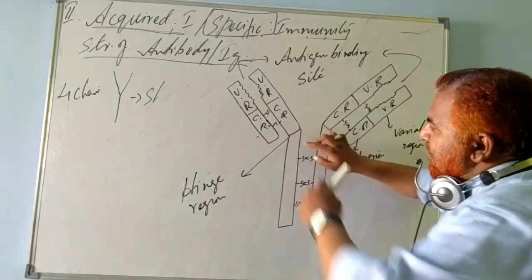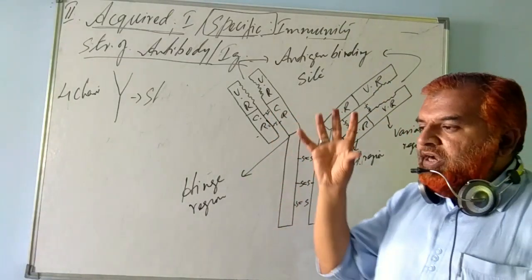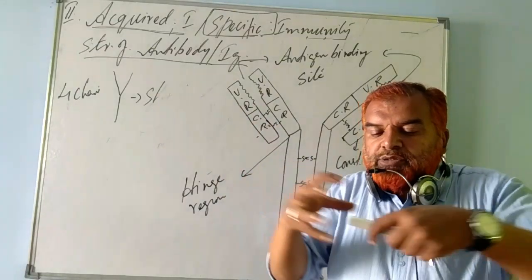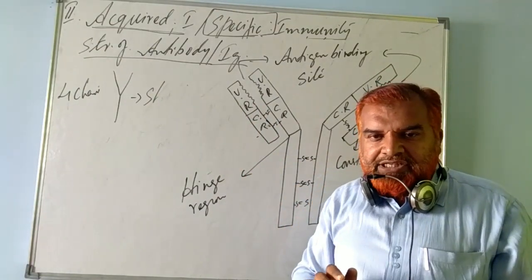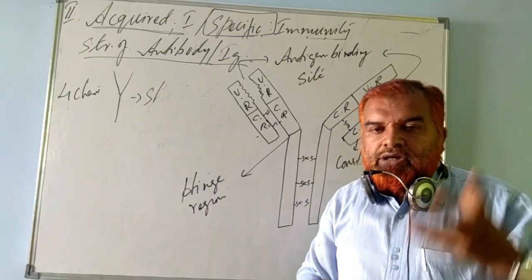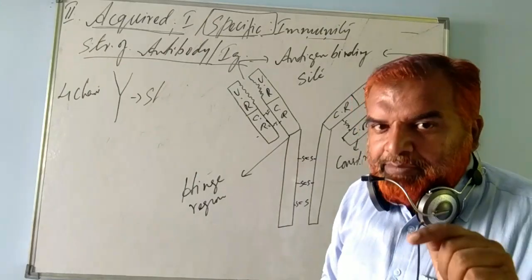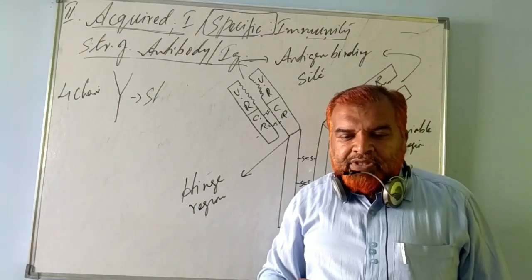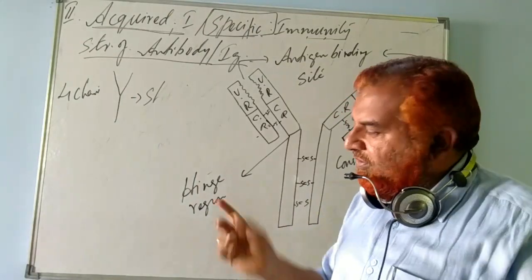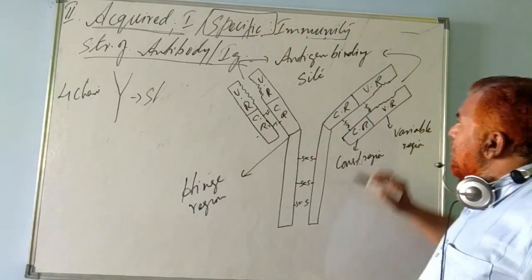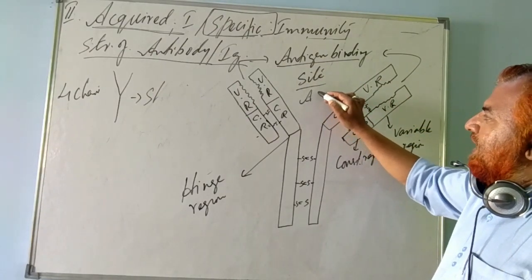So when it moves, this hinge region, like a hinge joint, helps in the movement to go and attack the antigen. It goes and binds to the antigen and kills the antigen, nullifies the effect of antigen, destroys the antigen, dissolves the antigen. Many different types of reactions are there. That much detail is not there in your second PU. When you go to first year medical, in medical microbiology, you study different types of immunological reactions between antigen and antibody. So this site is what site? Antigen binding site.